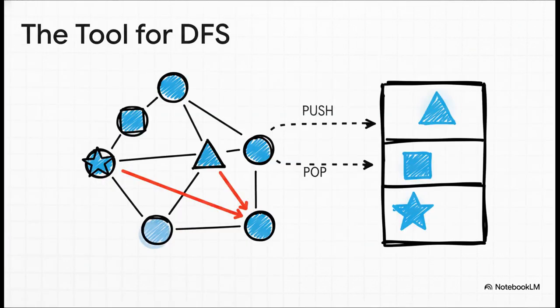But wait, how does it remember where it came from? Well, its secret weapon is a data structure called a stack. Every time it moves to a new node, it pushes its old location onto the stack. When it hits that dead end, it just pops the last location off the top and boom, it knows exactly where to backtrack to. That last in, first out behavior is the engine that powers DFS.